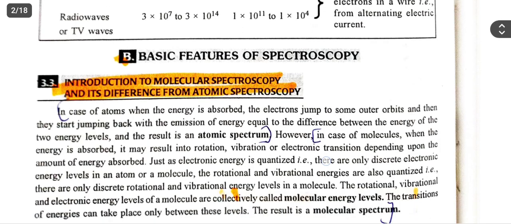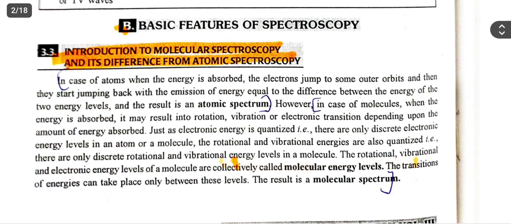Basic features of spectroscopy. Introduction to molecular spectroscopy and its difference from atomic spectroscopy. In case of atoms, when energy is absorbed, electrons jump to some outer orbit and they start jumping back with the emission of energy equal to the difference between the energy of two energy levels, resulting in atomic spectrum. However, in case of molecules, when the energy is absorbed, it may result into rotation, vibration, or electronic transition, depending upon the amount of energy absorbed.